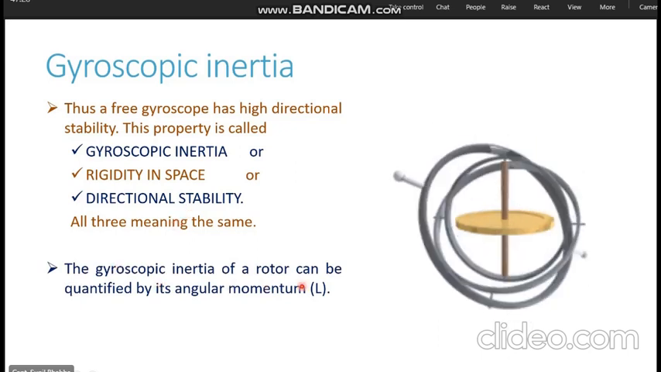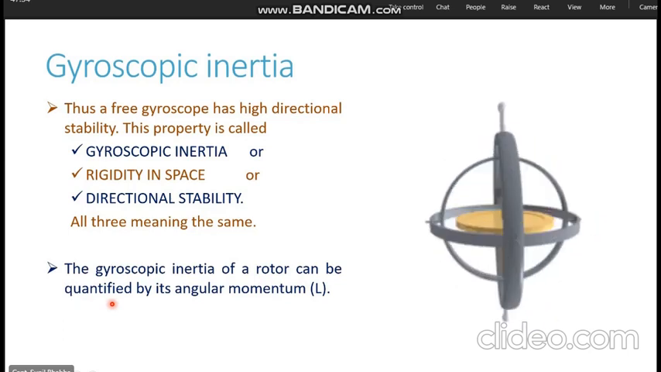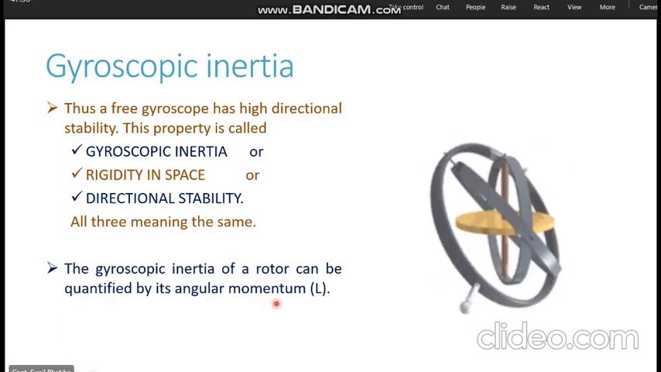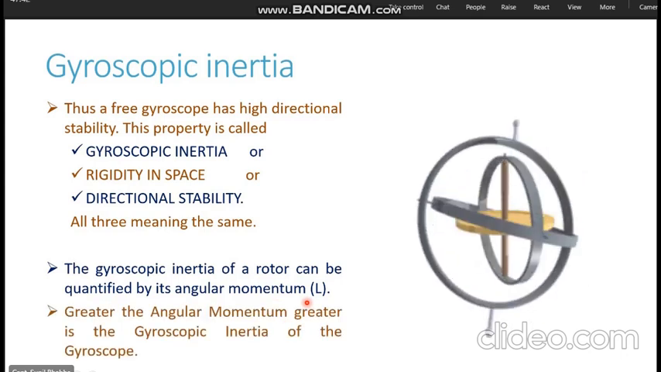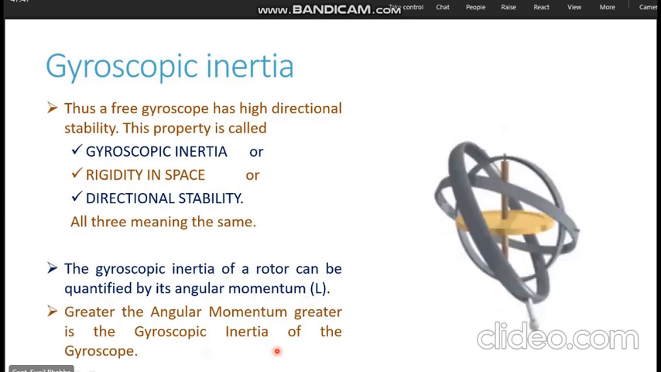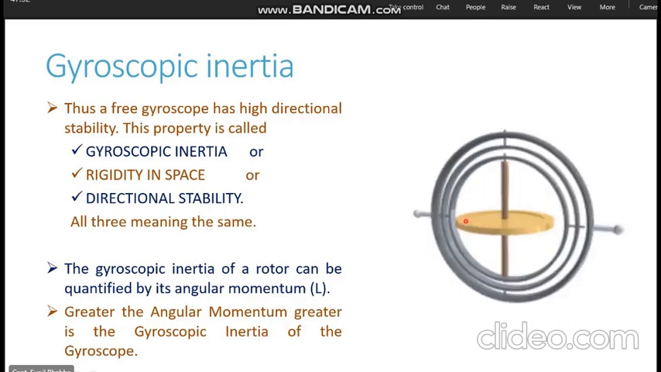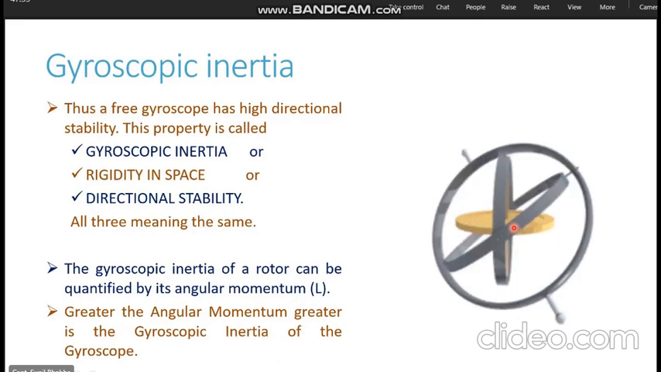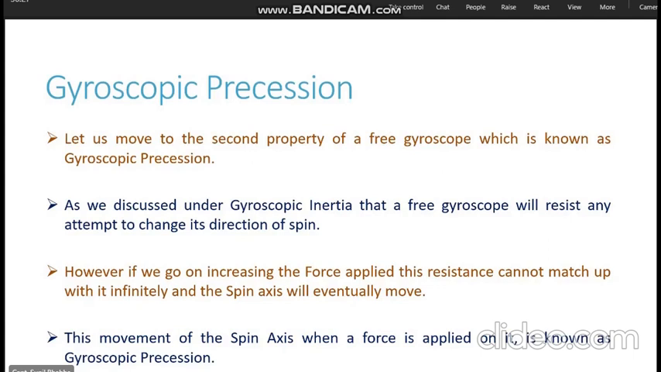The gyroscopic inertia of a rotor can be quantified. How much is the gyroscopic inertia of a particular rotor? It depends on its angular momentum. The greater the angular momentum of a rotor, the greater will be the gyroscopic inertia exhibited by the gyroscope. The angular momentum depends upon the mass of the rotor and the distribution of the mass. The quantity of how a gyroscope responds when a force is applied on it is known as gyroscopic precession.